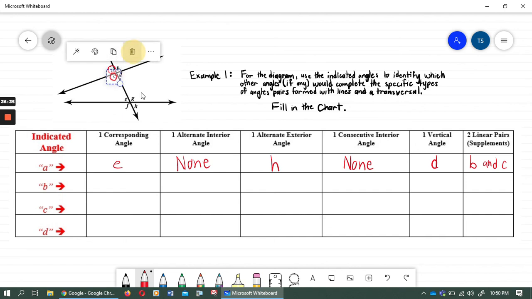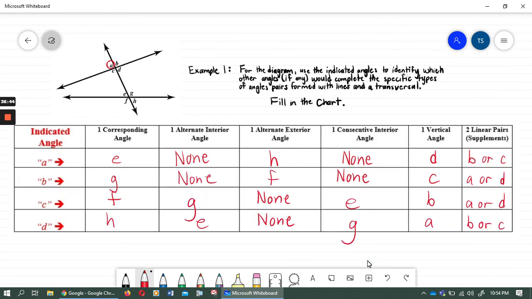I'm about to erase this now. I'm just going to fill in the rest of this so you can see it. Depending on how much time I have, I may or may not show you another example. So that's this chart filled in. I think I may have just enough time to show you, very briefly, another example.